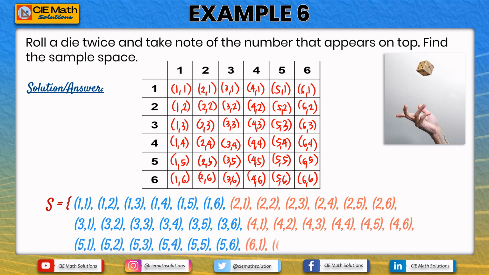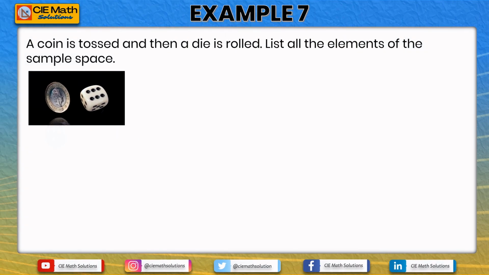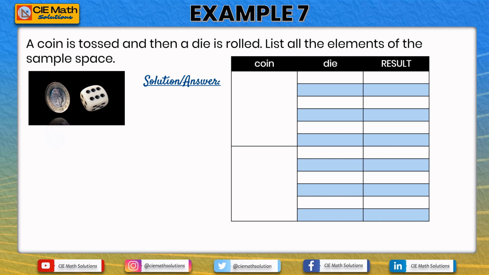Now let's go to example 7. In example 7, a coin is tossed and then a die is rolled. List all the elements of the sample space. Again, we can list them down using a table. First one is the coin being tossed. There are two possible outcomes. It's either a head or a tail.